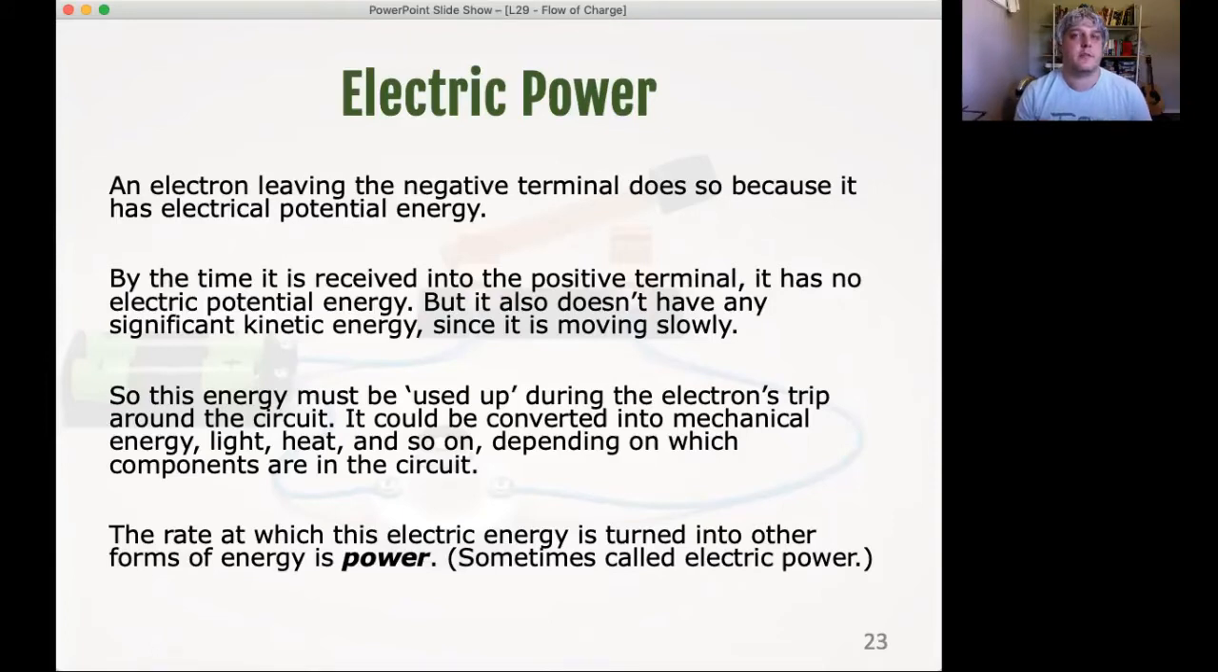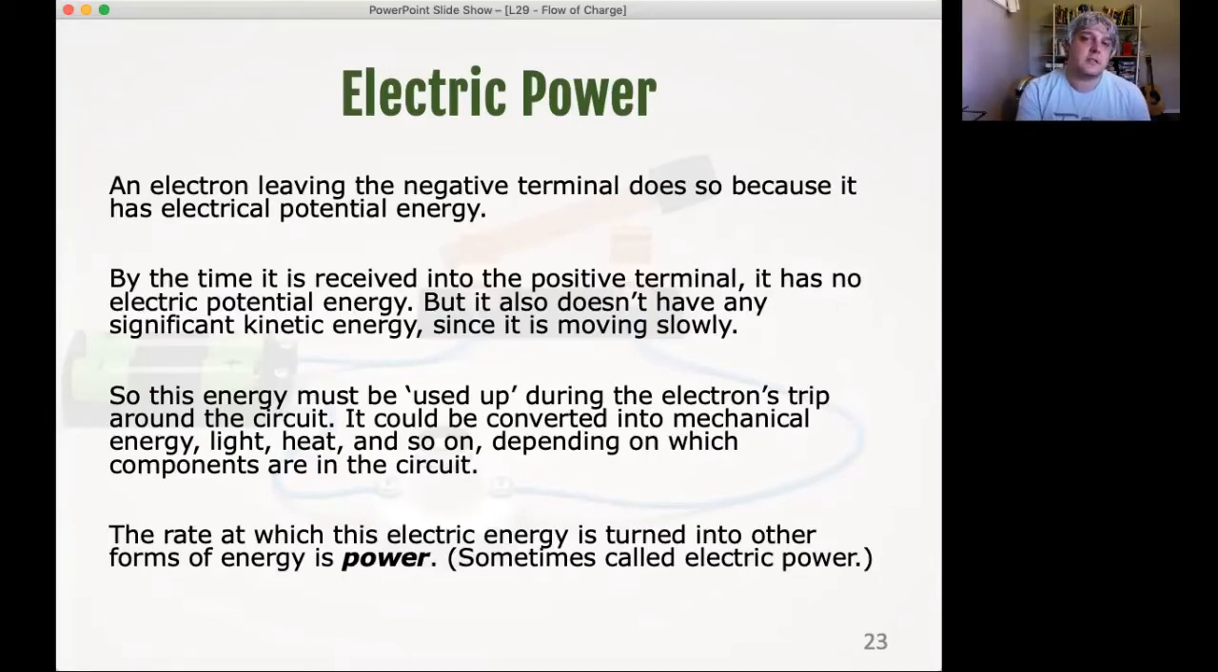By the time it gets to the positive terminal, it's got no kinetic energy, because remember, it's going really slowly. Right? It always goes slowly through any real circuit. There's always enough resistance that it will be slow. So it's got no real kinetic energy, but it's now got no electric potential energy because it's at the positive terminal, and that's where it wants to be. It can't get any closer than being on the positive terminal. So all that energy has been used up.